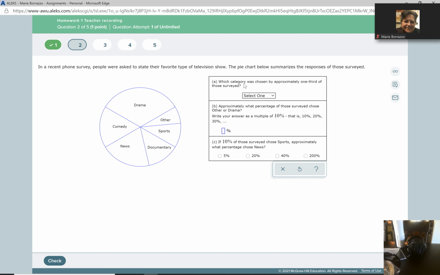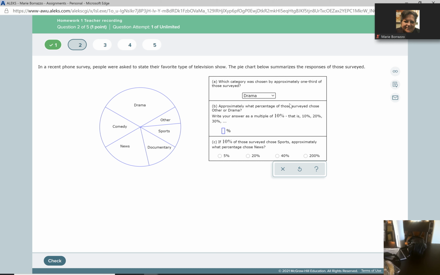It says, which category was chosen by approximately 1/3 of those surveyed? So look at this circle, and I'm thinking this is about 1/3, because look at just this and maybe do a little penciling around it. Look at this part. This could be another third. This could be another third. So I'm thinking drama is about 1/3 of the responses.